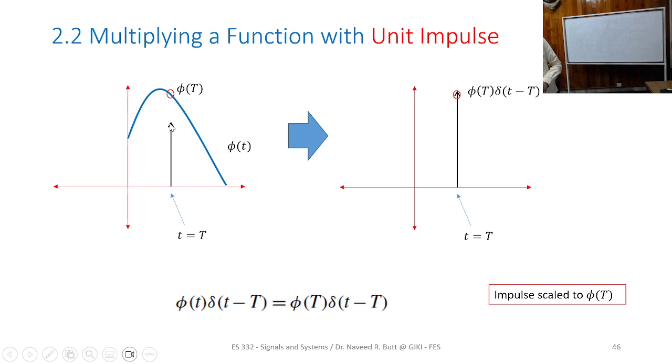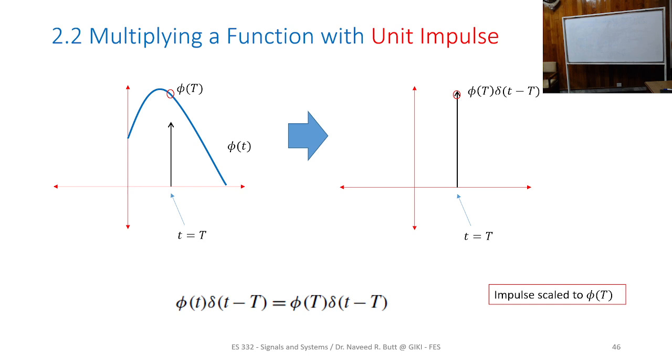Here it is, and it is scaled now. This was a unit impulse, yes, but when you multiply, now it is scaled by phi T. So where did the rest of the values of this function go? What happened to them? You picked up one value, phi capital T. What happened to the rest of the values? They are multiplied by zero, because the delta function is 0 at t not equal to 0.